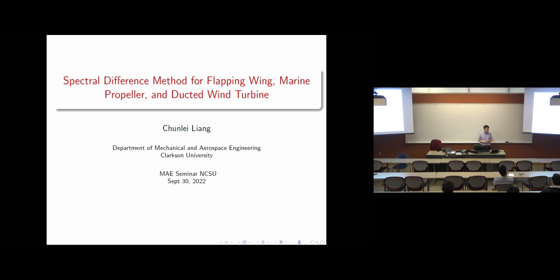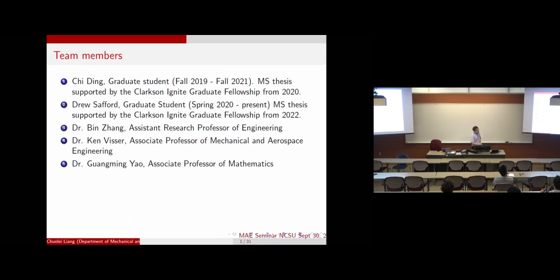Here, the team was mostly at the master's level, I would say, rather than PhD level. Qi Ding graduated last year with a master's degree, followed by Zhu Sefford, who is going to defend next week for his master's thesis. And Bing has now become a faculty member. I'm collaborating with a designer and my colleague, Ken Weiser. He was an employee of Boeing for almost 20 years. The ducted wind turbine that I'm going to show here is the exact model that he designed. And I'm also collaborating with a professor in the mathematics department.